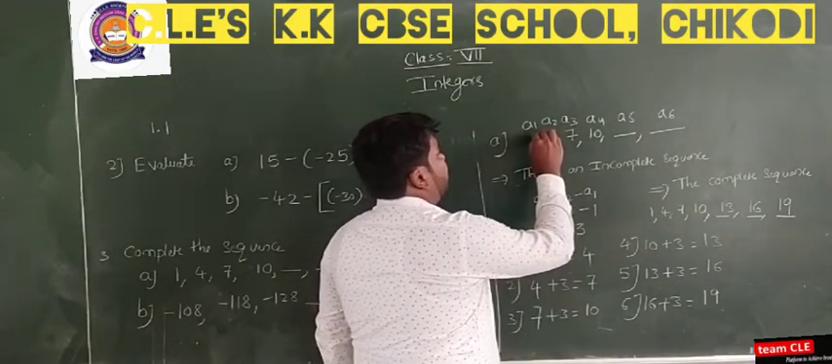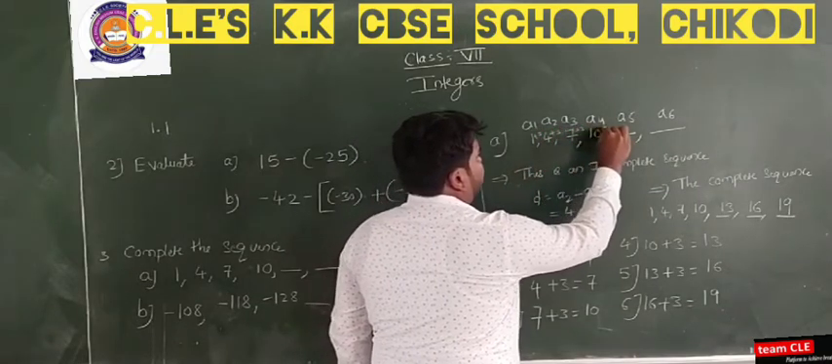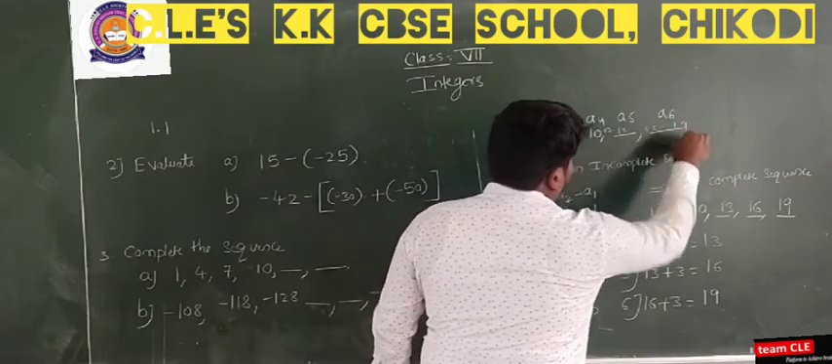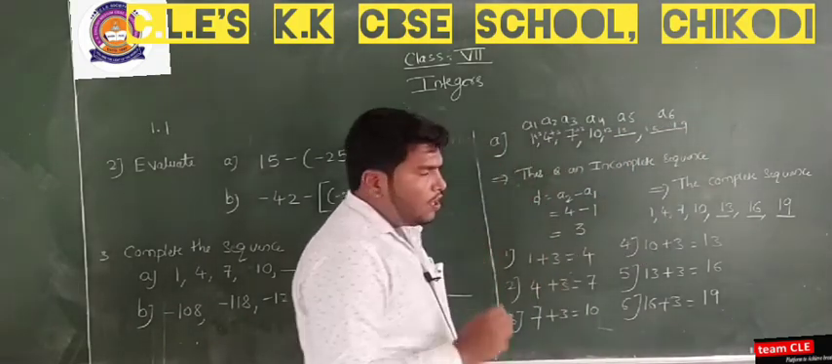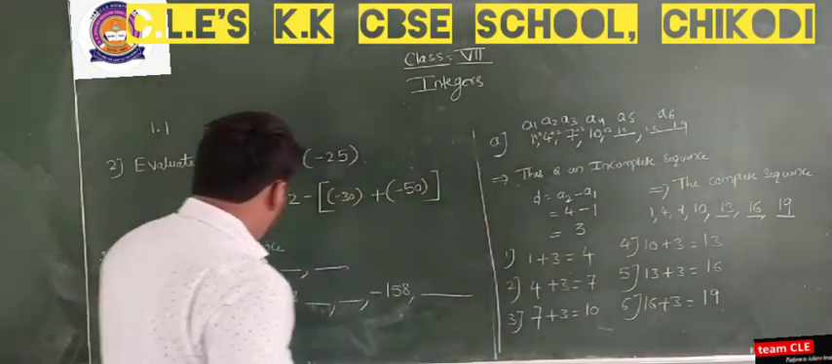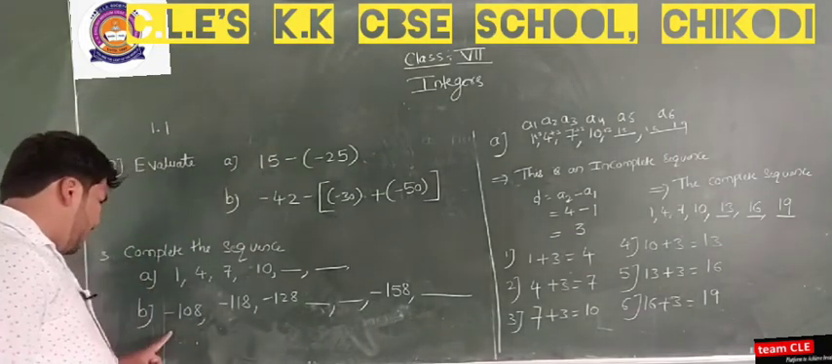Just add plus 3, plus 3, plus 3 with this sequence, and you will get the required answer: 13, 16 and 19. So this is your process. You have to go through this procedure and solve. And one more example I am going to solve, that is from your third main part.